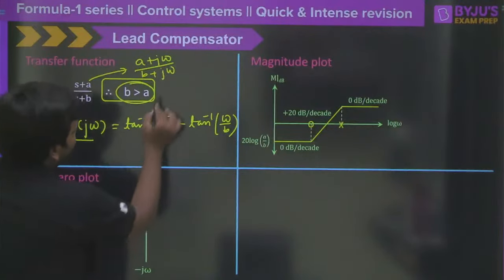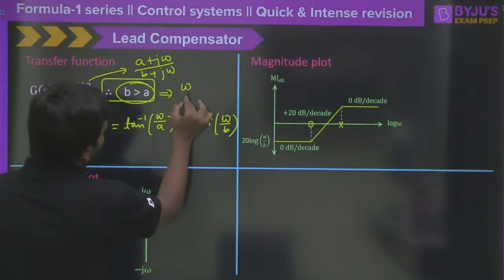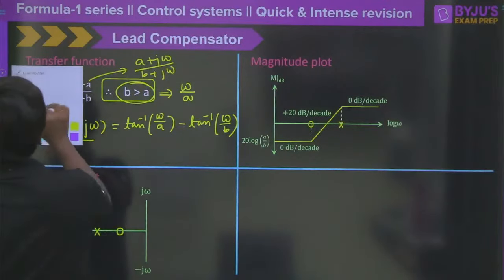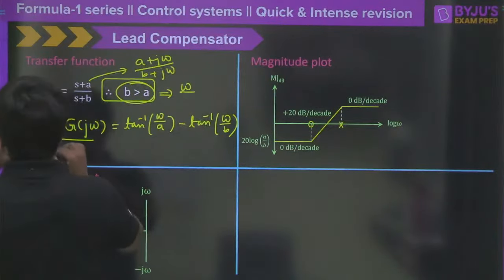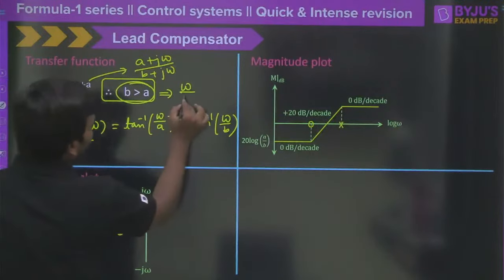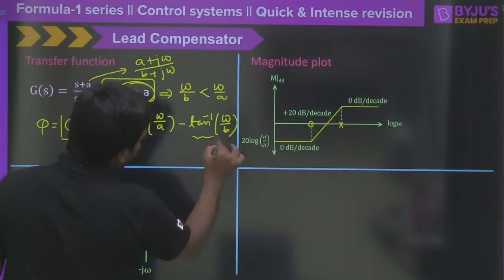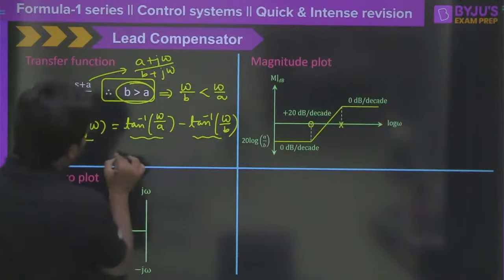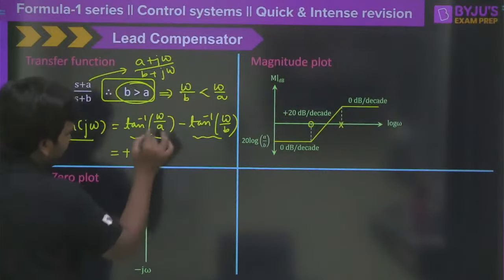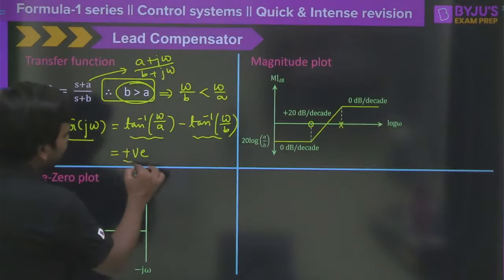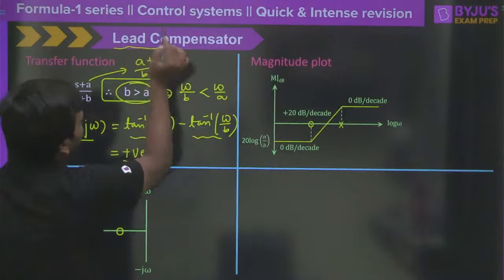If B is greater than A, then what is going to happen? I'm very sure that if B is greater than A, then omega by B is less than omega by A. That means this value is low, this value is high. Then obviously it will become a positive phase. Correct? If we get a positive phase, then this is called a lead compensator, nothing else.